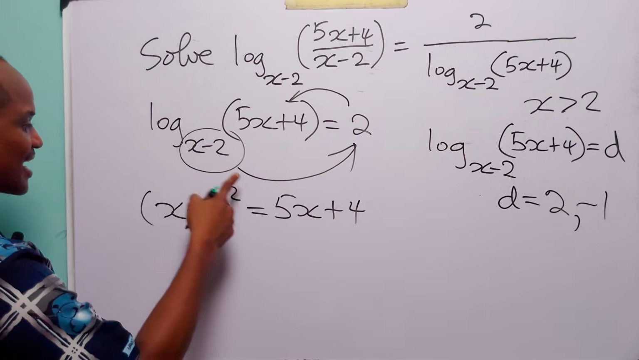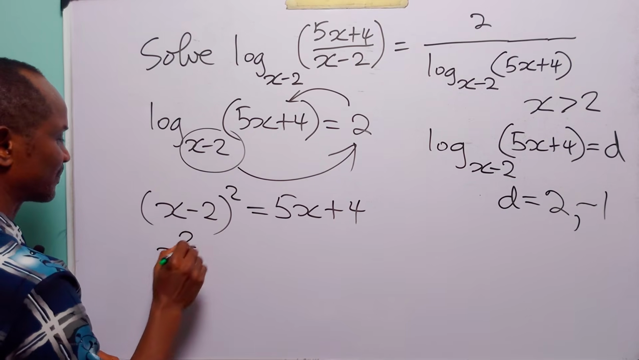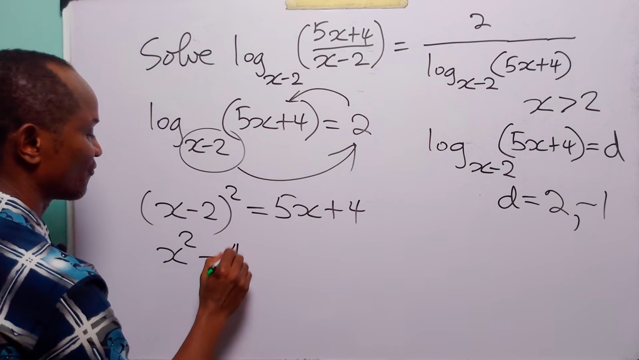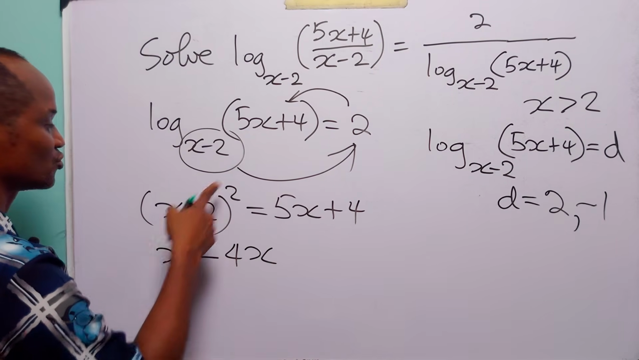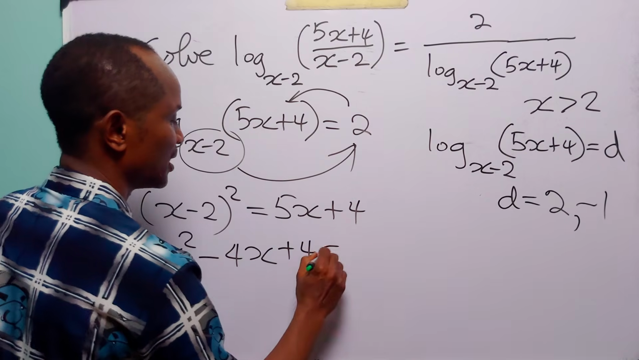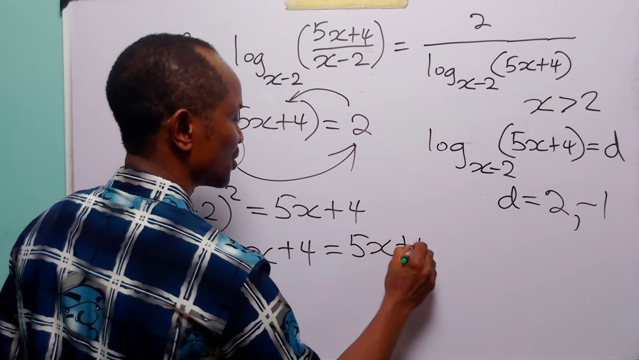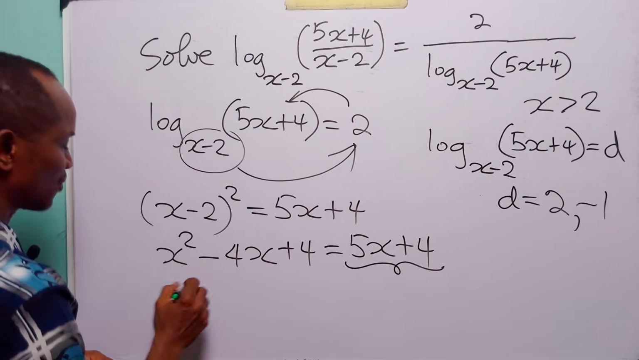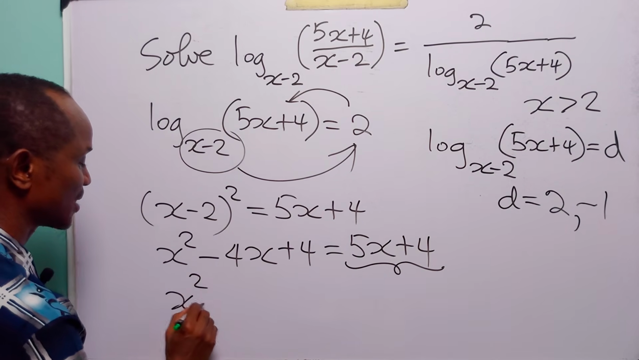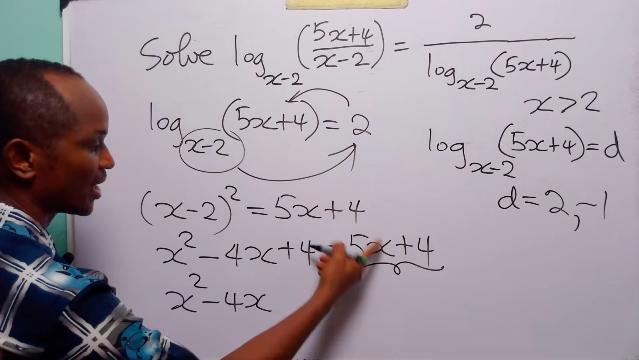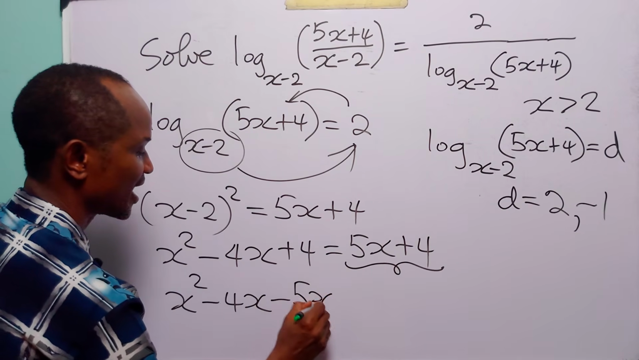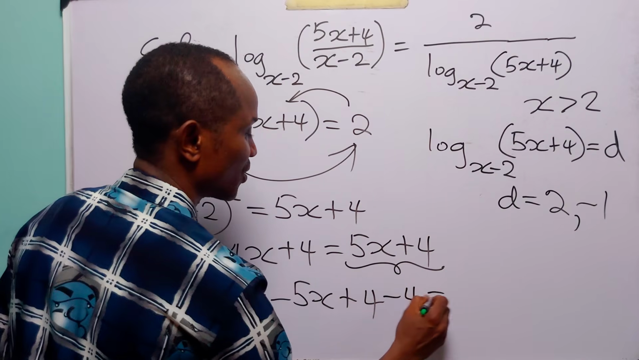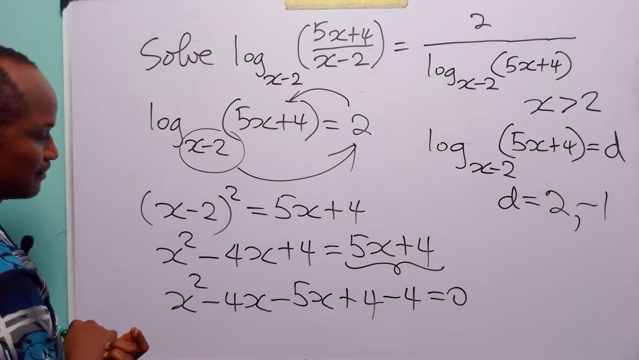Opening this bracket, we have x squared minus 2 times x times 2, that is 4x, minus 2 squared, that is plus 4, is equal to 5x plus 4. Now let us move these two terms over to the left hand side. When we do that, we have x squared minus 4x minus 5x plus 4 minus 4 is equal to 0.